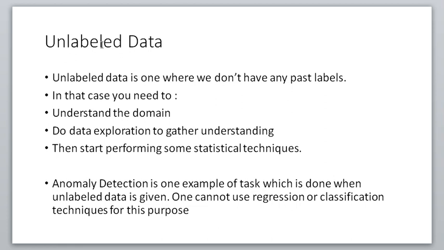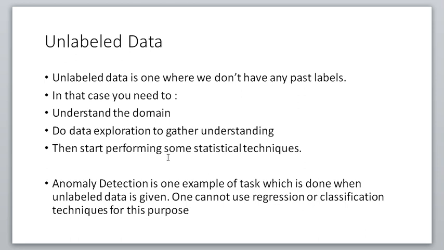Now, when you have unlabeled data, you don't have any past labels, then you need to understand what domain this data is coming from. It can be from the banking domain, the IoT domain, the network domain, or any domain. So you need to understand what domain it is. Say if it is from the banking domain, you have to understand who the customers are and how the bank wants to use that data, to understand the business problem.